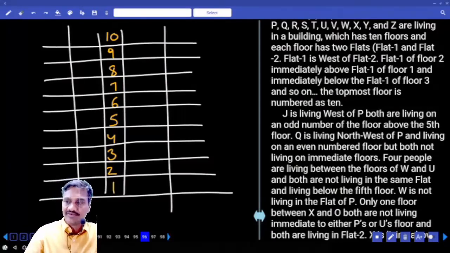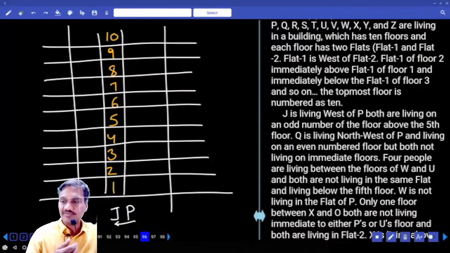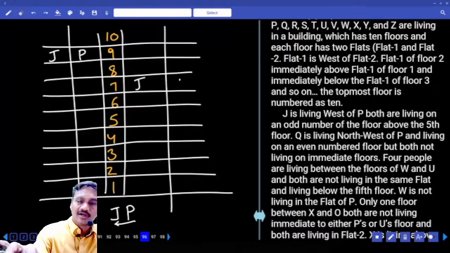Then J is living west of P. Now J is living to the west of P. How many possibilities we have? Now J and P must be in the same floor. J is living to the west of P, but both are living on an odd number floor above the 5th floor. How many possibilities we have? 2 possibilities. Now J and P are on the 7th or 9th.